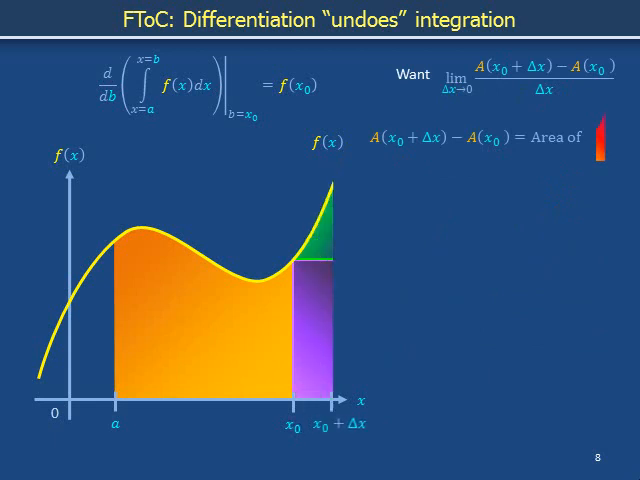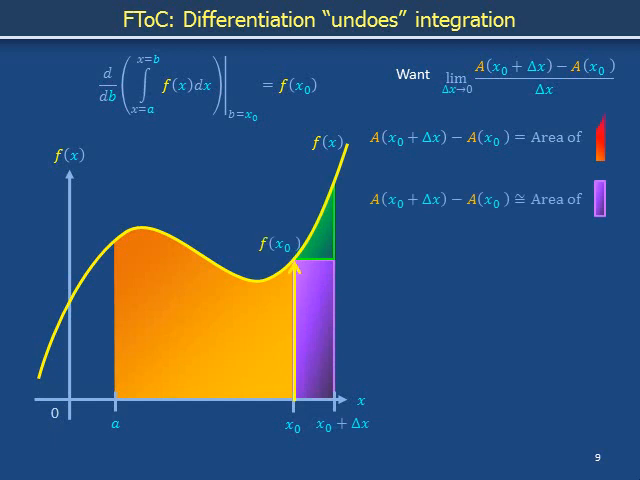As we shrink delta x, the purple rectangle and green wedge both get smaller in width. However, the green wedge also gets smaller in height. It's doubly small and can be neglected. The area of the red sliver is thus approximated by the area of the purple rectangle alone, which has height f of x naught and width delta x. In other words, it has area f of x naught times delta x.